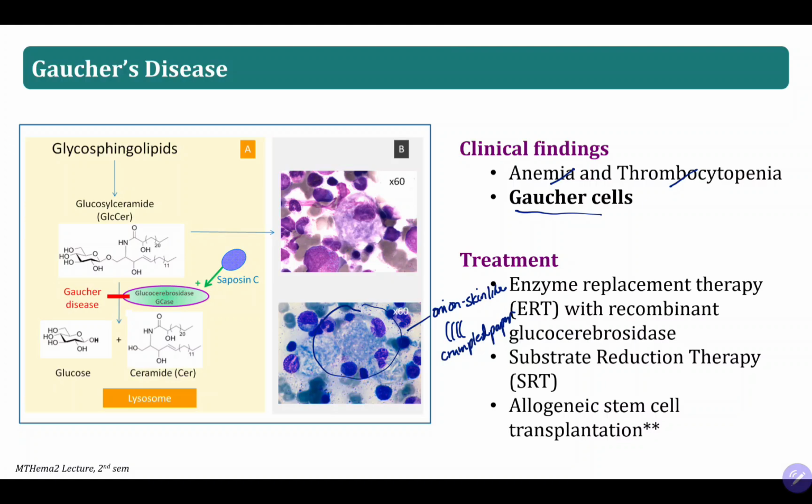Now, treatment for Gaucher disease includes enzyme replacement therapy with recombinant glucocerebrosidase and substrate reduction therapy, or SRT, wherein agents are able to reduce your glucocerebrosidase enzyme production. Okay? Now, allogeneic stem cell transplantation may offer a potential treatment for Gaucher disease. However, mortality rate is high and it needs further studies to determine the standard of care for this treatment.